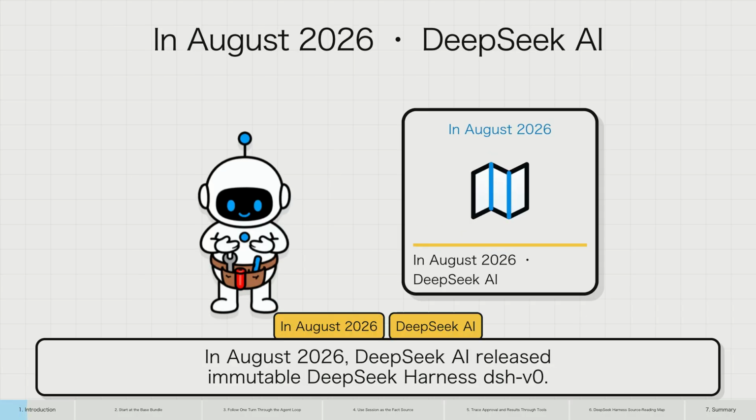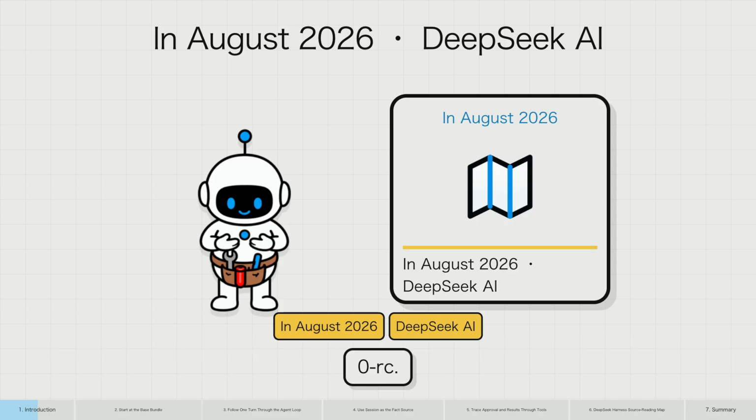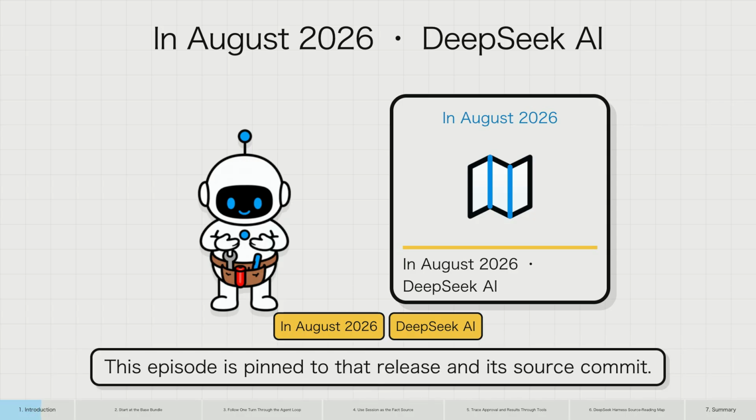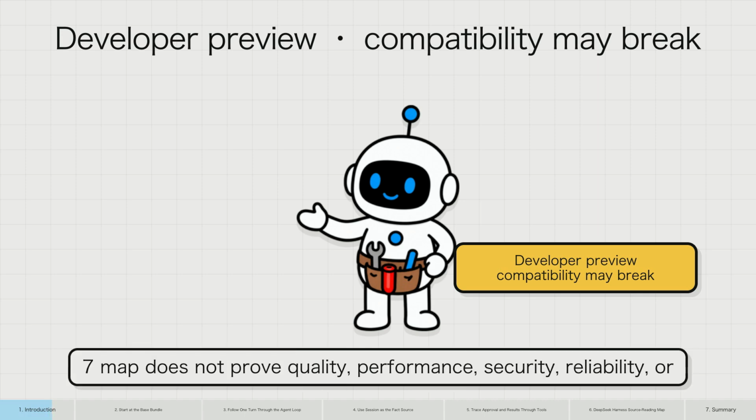recorded, and released. In August 2026, DeepSeek AI released immutable DeepSeek harness DSH v0.1.0 RC7. This episode is pinned to that release and its source commit. This remains a developer preview with possible compatibility breaks. The RC7 map does not prove quality, performance, security, reliability, or production maturity.